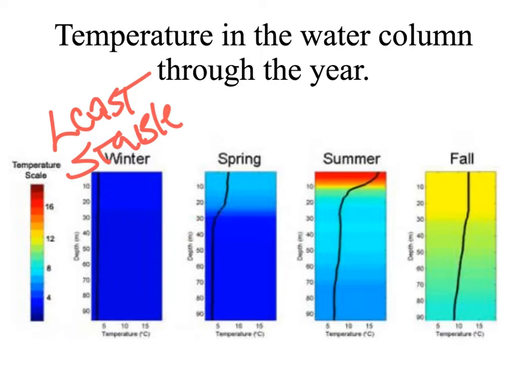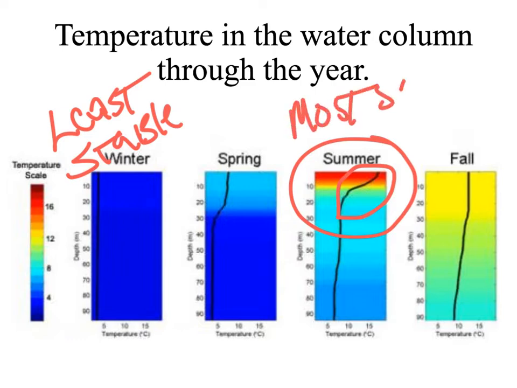We shift ourselves to summer, and what we can see in the summer is that this water column begins to really stratify, and we see lots of darker red showing up at the surface and a much steeper drop in temperature as we look at the thermocline developing. Next, we want to notice that in this case, this is the most stable season in terms of the status of the water column.